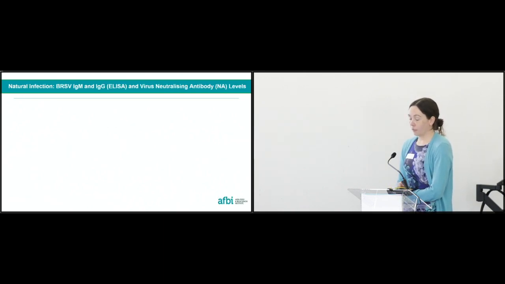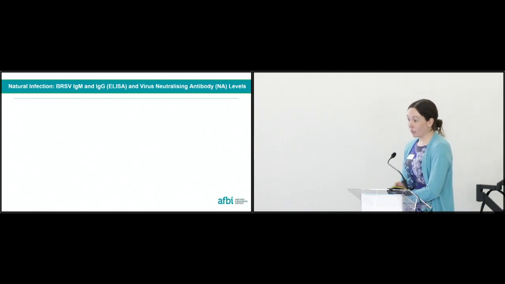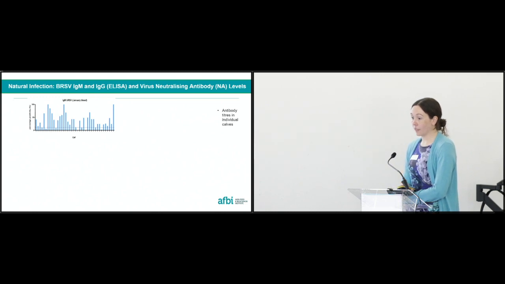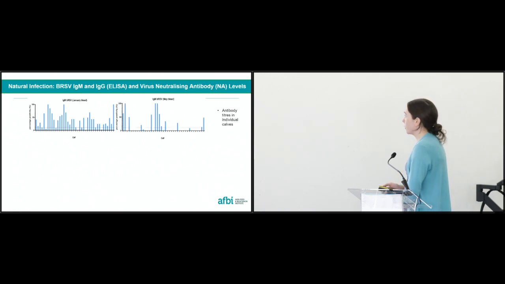So we wanted to look at specific antibody levels against a variety of viruses. In this case, it's for bovine RSV. We looked at the levels of IgM in the sera. This is the January bleed and the antibody titers of the 40 individual calves. In January compared to May, we see a reduction in the number of IgM positive animals.